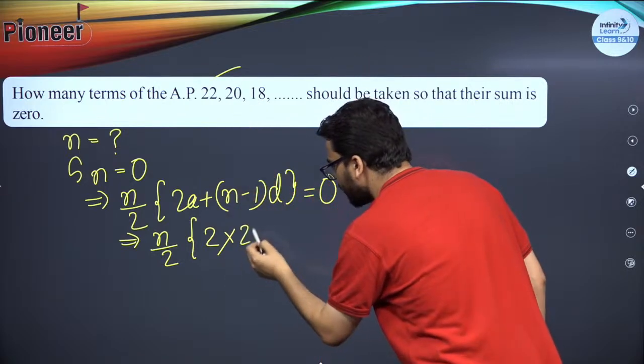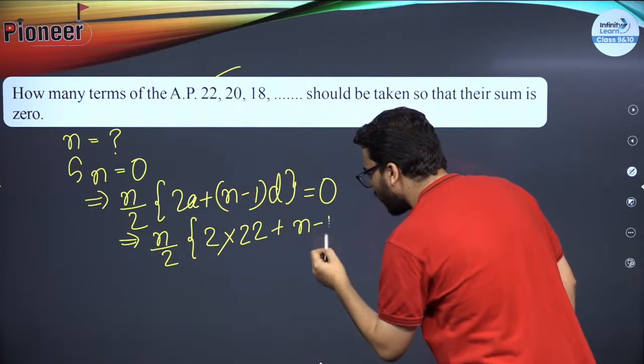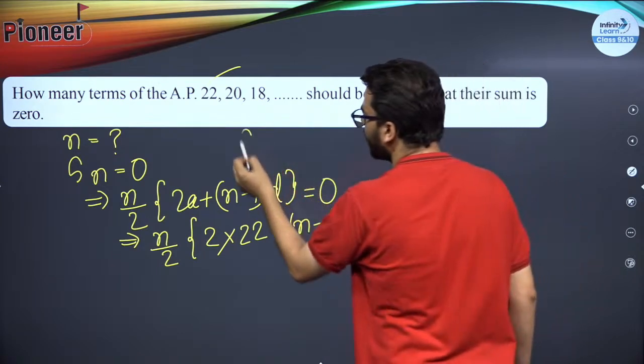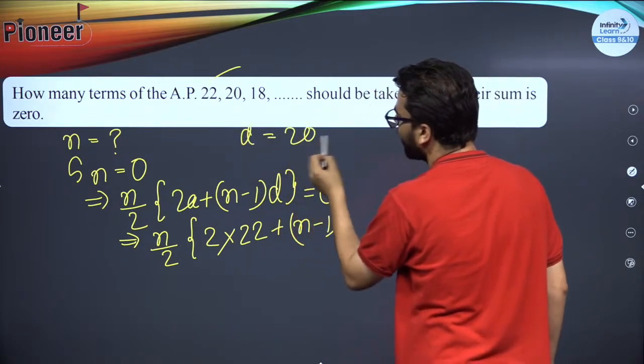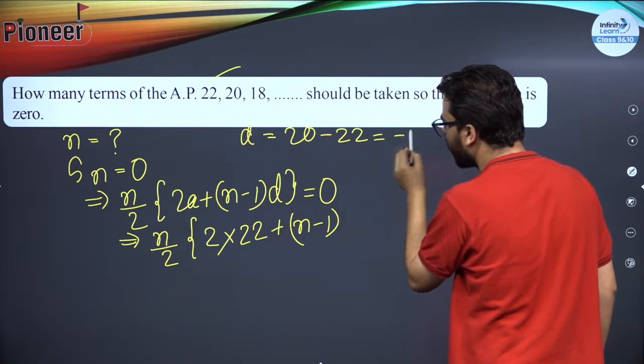That is the first term, plus n minus 1 times the common difference. According to this AP, what will d be? d is equal to 20 minus 22, so minus 2 is the common difference.